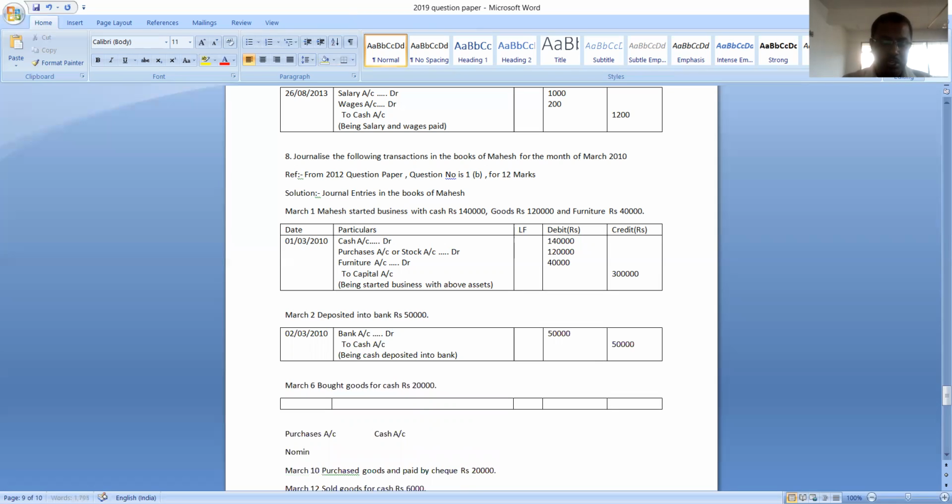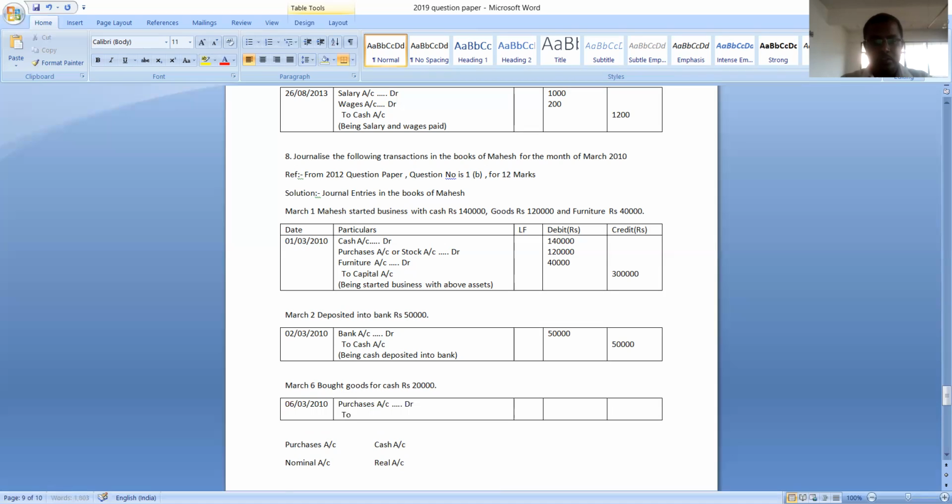Okay. Purchases is which account? It is nominal account. Cash account is which account? It is real account. Now we should decide which account should be debited and which account should be credited. Here bought goods for cash, it means purchases are expenses. What is the rule of nominal account? Debit all expenses and losses, credit all incomes and gains. So here purchases are expenses. Which account should be debited? Purchases account should be debited. So write down purchases account debit.